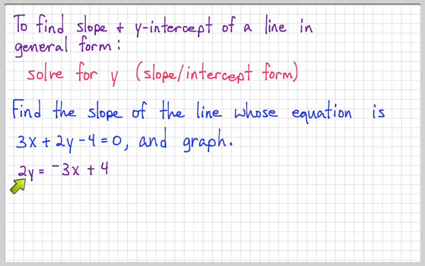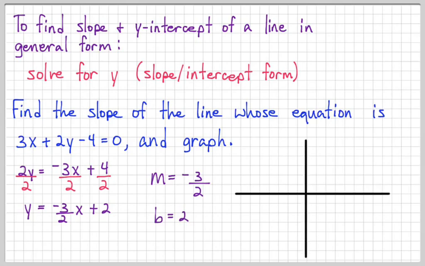And now I'm going to divide everything by 2. And the 2's here will cancel out, and that will leave us y equals negative 3/2 x plus 2, because 4 divided by 2 is 2. Now I can see that the slope is negative 3/2, and the y-intercept is 2. So to answer the question up here, find the slope, slope is negative 3/2.